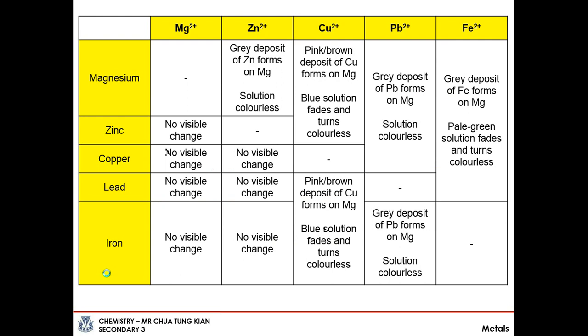Okay, so this table here shows the displacement reactions for some metals and some metal cations. You will need to be able to describe the color changes. For example, if you were to dip a piece of magnesium into zinc sulfate solution, what would you observe? You must tell me that magnesium is more reactive than zinc, so it can displace zinc 2 plus from solution. As a result, you get the gray deposit of zinc on magnesium, and the solution remains colorless.